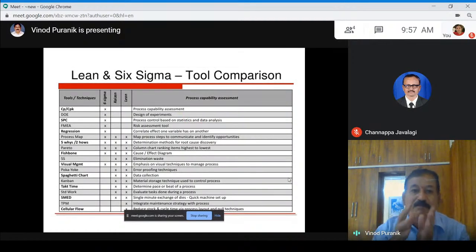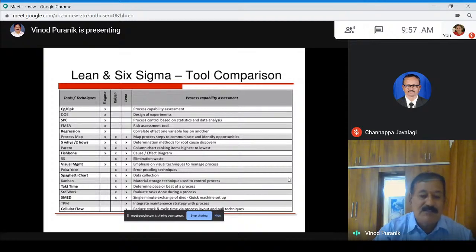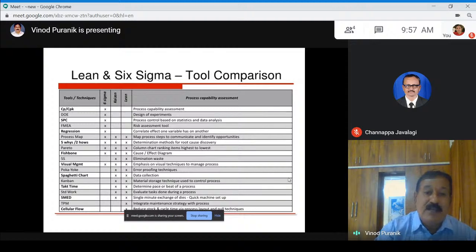And I just want to give some tool comparisons, where you are using Six Sigma, Kaizen, and Lean. Look at the slides. So what are the different tools and techniques? Of course, already explained by the previous resource persons. I just want to give the link. Look at design of experiments, where Six Sigma is taking care of them.